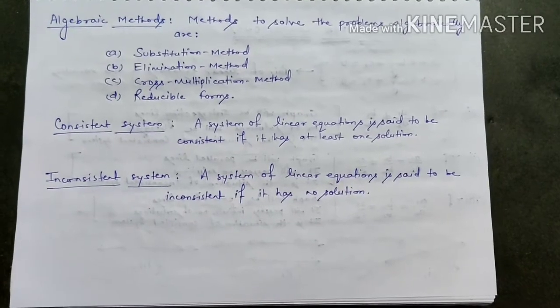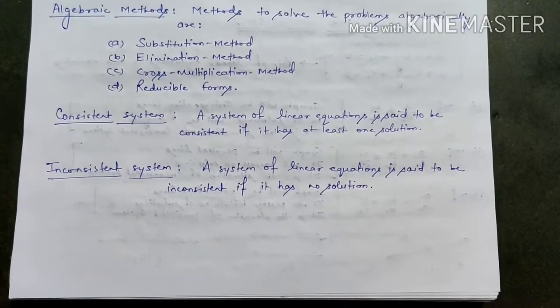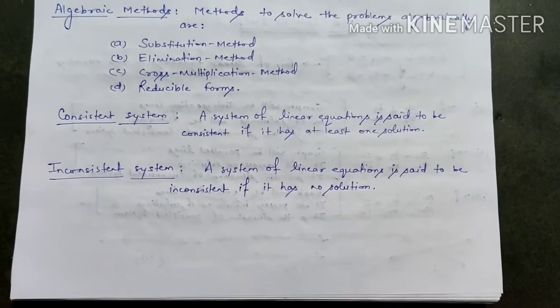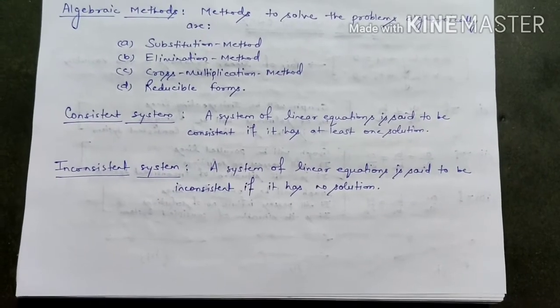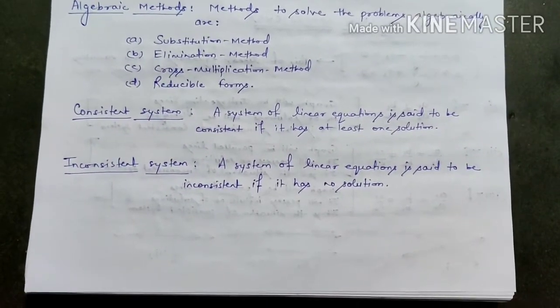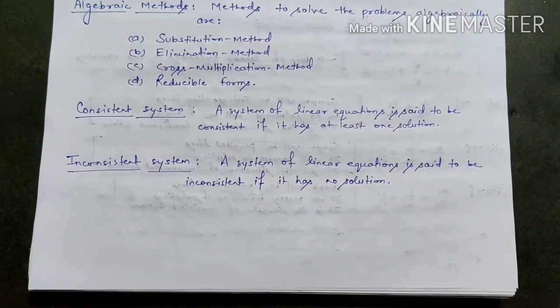Now in the algebraic method, there are four different methods to solve a pair of linear equations algebraically. The first one is the substitution method, the second one is the elimination method, the third one is the cross multiplication method, which is also out of the syllabus this year, and the fourth is the reducible form.